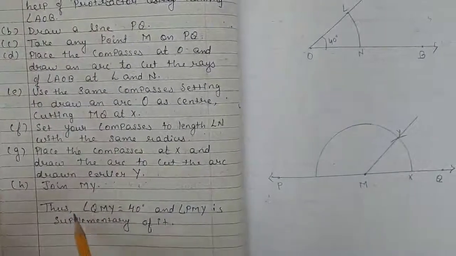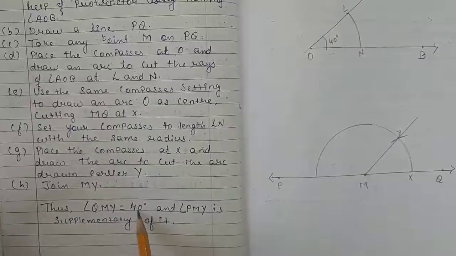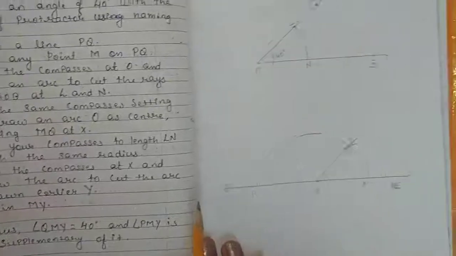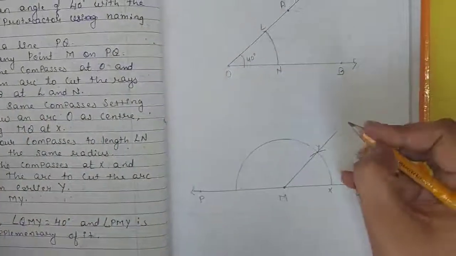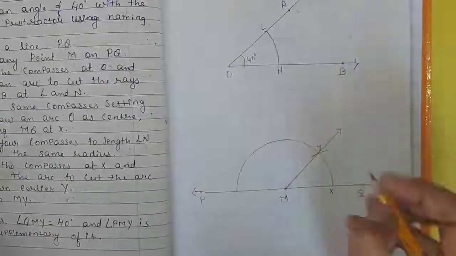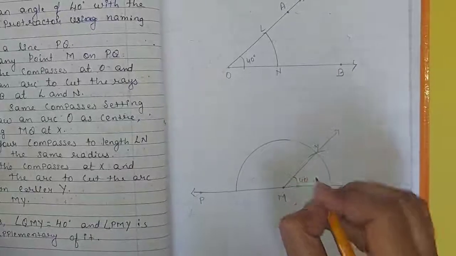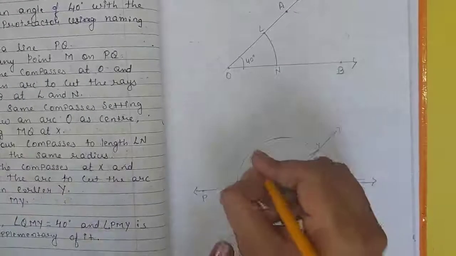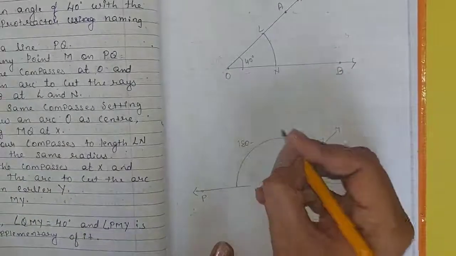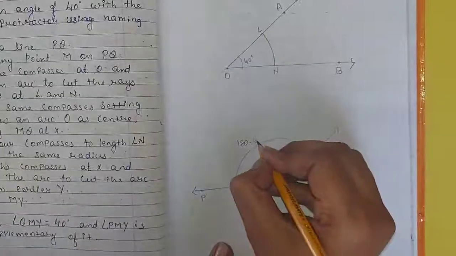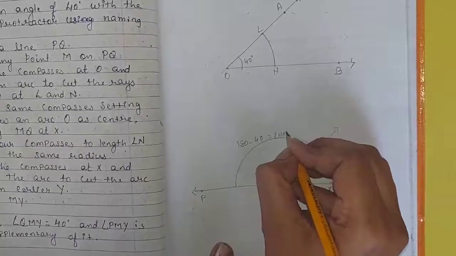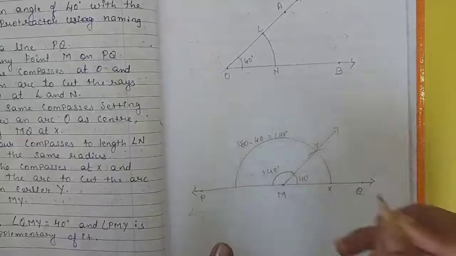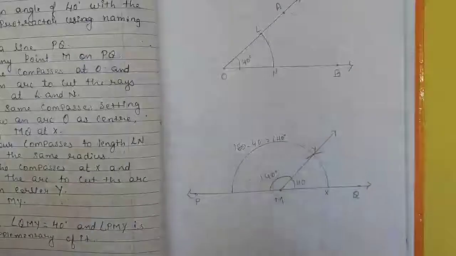Join MY. Thus angle QMY equals 40 degrees and angle PMY is the supplement of it. So here we have joined MY. This angle QMY is 40 degrees and the entire angle PMY is the supplementary angle. What does that mean? 180 minus 40 equals 140 degrees. So this entire angle is 140 degrees. So let us see the last step again.